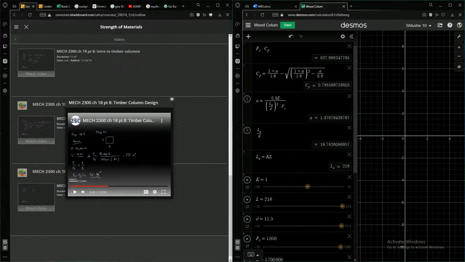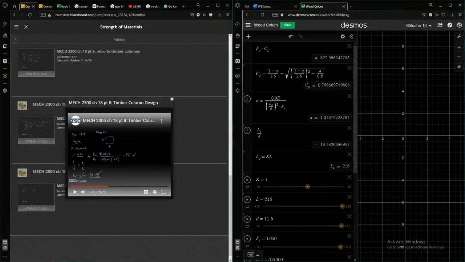Here we go, the most painful equation to write out because it takes a lot of space. C sub P equals 1 plus alpha over 1.6, minus the square root, big square root, of 1 plus alpha over 1.6 squared, minus alpha over 0.8. And that spits us out a lovely 0.7886. We're going to round up that last digit. That's to the 10,000th where we stopped rounding.